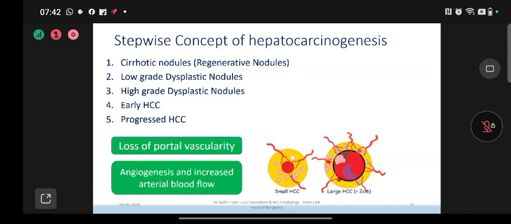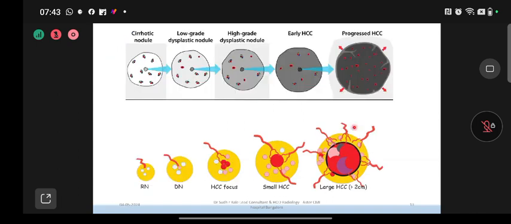What generally happens as the nodules progress? There is loss of portal vascularity, and then there is angiogenesis and increased arterial blood flow. This results in arterial phase hyperenhancement. You can see them here: a cirrhotic nodule, low-grade and high-grade dysplastic nodule, early HCC and a progressed HCC.